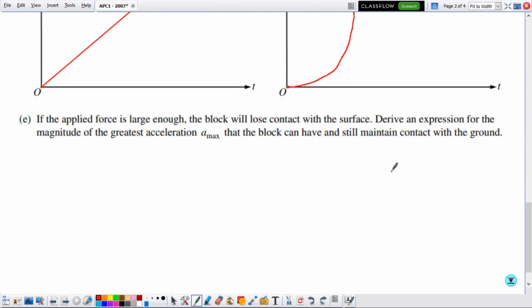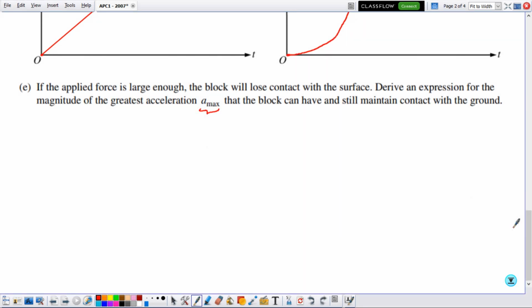Now derive an expression for the magnitude of the greatest acceleration. We need to find the acceleration that the block can have and still maintain contact with the ground. Then we're talking about the limit of maximum acceleration, where we're about to lose contact, and this happens when the normal push is equal to 0. Why? Because the normal push is the indication that the block is in contact with the ground, because it's a contact force, and it comes from the fact that the box is in contact with the ground.